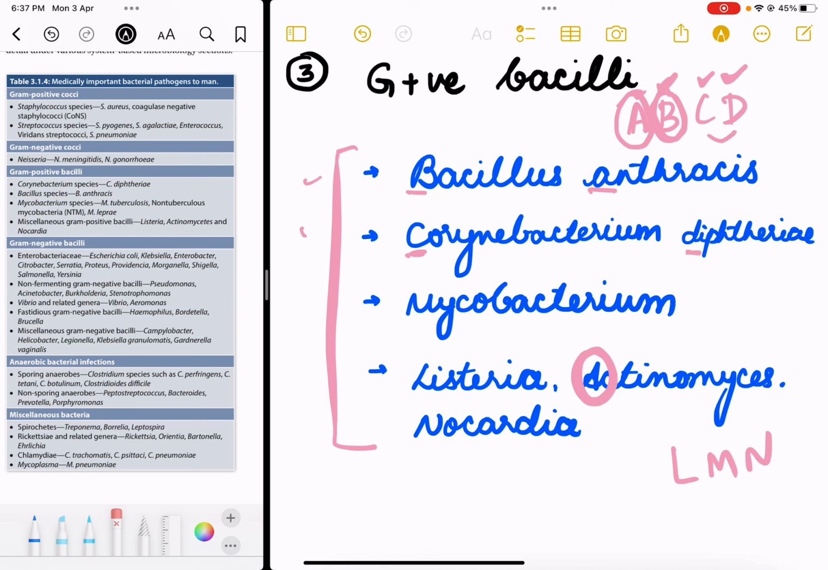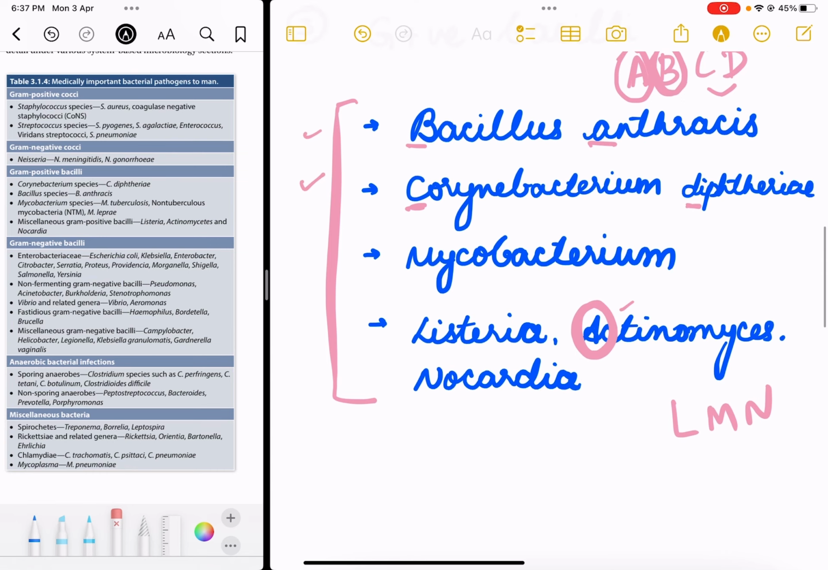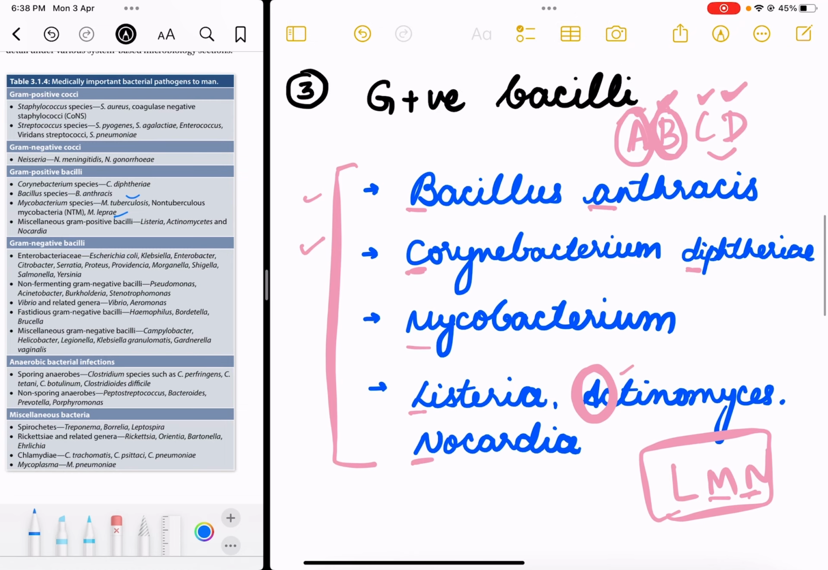So we have covered four bacteria names. Next is your L, M, N. L for Listeria, M is for Mycobacterium: Mycobacterium tuberculosis, Mycobacterium leprae, and also non-tuberculous mycobacteria. Every Mycobacterium species will come under gram-positive bacilli. Then you have N. N is for Nocardia. Clear? So every bacilli is gram-negative except for A, B, C, D, L, M, N.